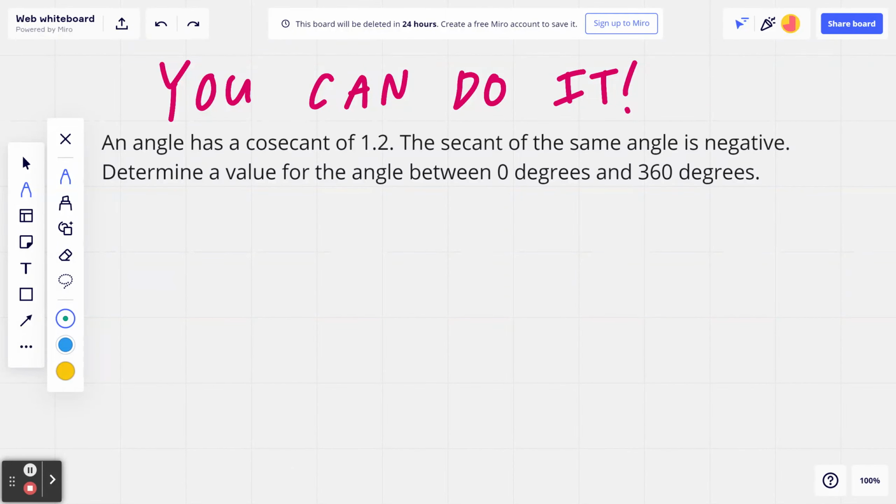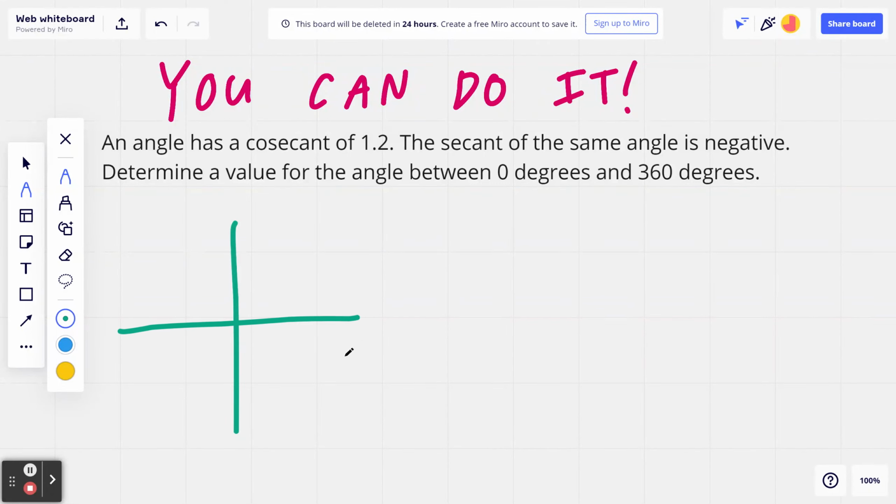Hi everyone, let's take a look at the following example. An angle has a cosecant of 1.2. The secant of the same angle is negative. Determine a value for the angle between 0 degrees and 360 degrees.